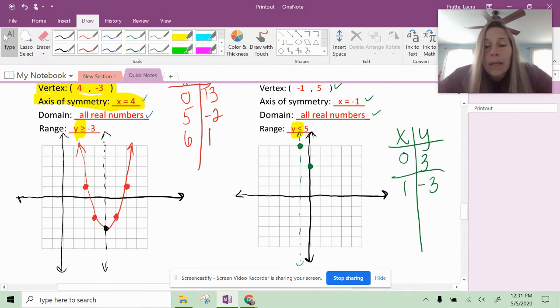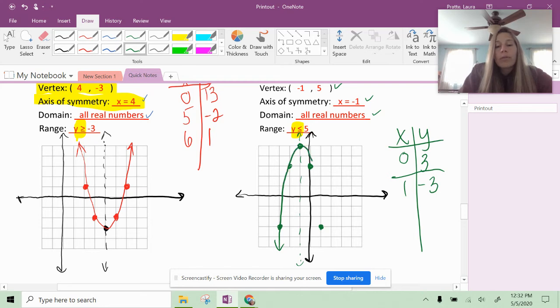So I'm going to go to 1, negative 3. So now both of these are on the right side of the axis of symmetry. Notice this one here at 0, 3, it's like 1 box away. So I'm going to go 1 box away in the other direction. This one over here is like 2 boxes away from the axis of symmetry. So I'll go 2 in the other direction, and then I can draw my parabola through the points.